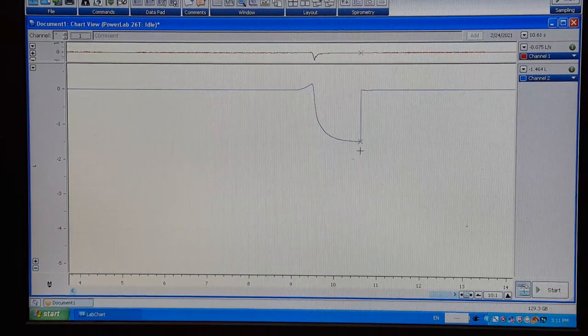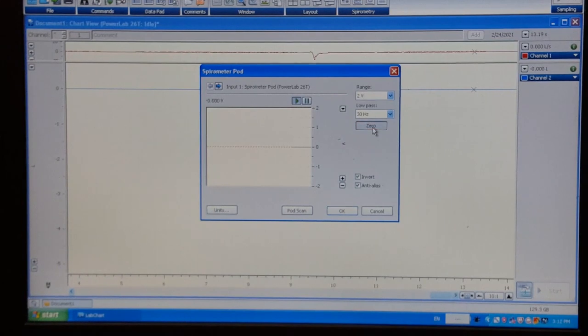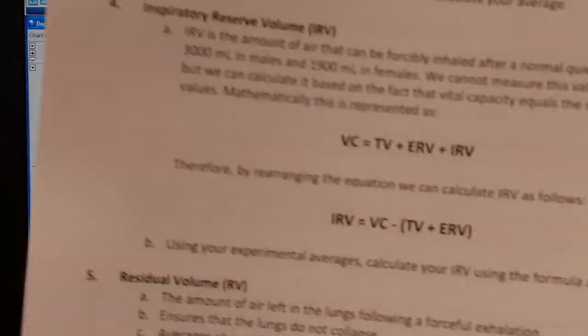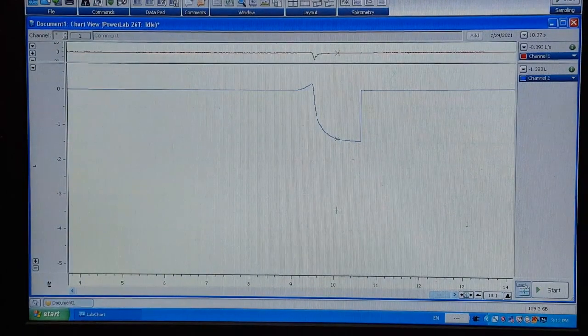Next up, we have the one everybody wants to get, which is a vital capacity. Now, I'm going to re-zero. Can't ever forget to do that. So the next respiratory volume we want to collect is the vital capacity. To get this one, you need to inhale as much air as you possibly can, then blow out as much air as you possibly can until you feel like you're just going to collapse. This is vital capacity. And you want to see how much air you can actually blow out of your lungs.